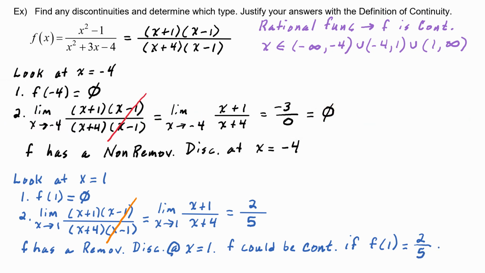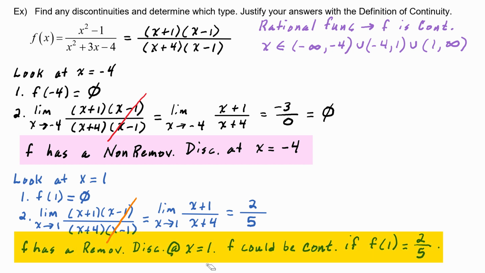So it turned out that this f of x ended up having two different types of discontinuities: a non-removable discontinuity at x equals -4, and a removable discontinuity at x equals 1. And remember, anytime you have a removable discontinuity, you have to write that statement of redefining.